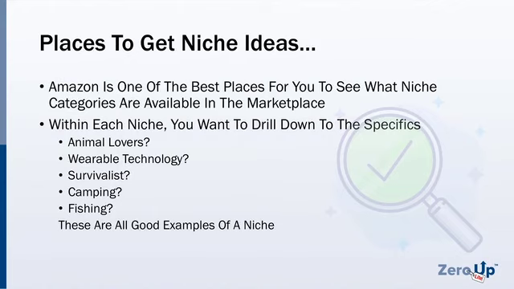Now, these are the places to actually get niche ideas. Amazon is one of the best places for you to actually see what niche categories are available in the market. And within each niche, you want to drill down to specifics. For example, if you're going after, let's say, jewelry, well, guess what? You can go after animal lovers, or you can go after unicorns, or you can go after sloths, right? Something very specific. Or you can go after wearable technology.